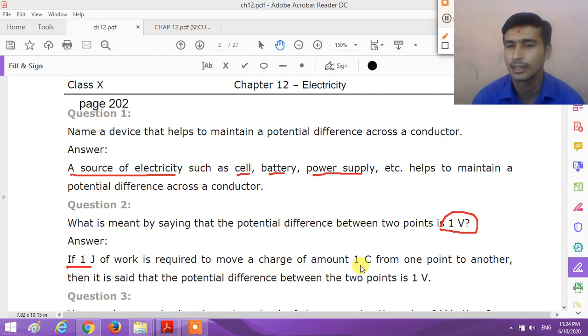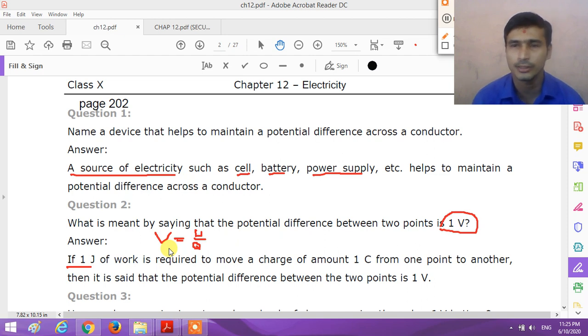1 coulomb from one point to another point, then we can say that the potential difference between these 2 points is 1 volt. So by the definition of the electric potential, V is equal to W divided by Q, work divided by electric charge. That is the equation of the potential. So from this equation, if W is equal to 1 joule and Q is equal to 1 coulomb, then the electric potential between 2 points is 1 volt.